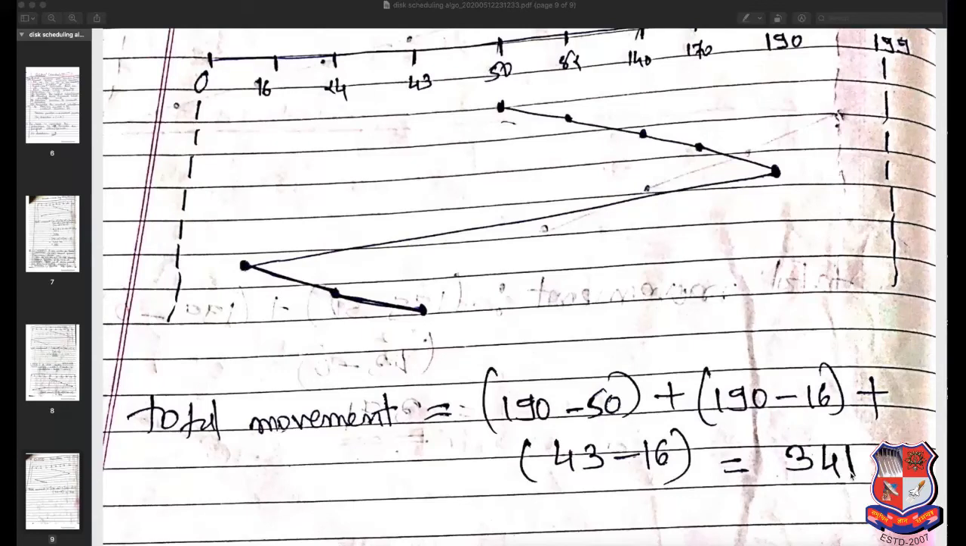Okay, but there is one shortcut that I apply here, and the shortcut is end to end. The current position is 50, and we directly consider the end value 190, so large value minus small value: 190 minus 50. The second end is 16, so 190 minus 16. Another end value is 43, so large value minus small value: 43 minus 16. At the end we get 341.